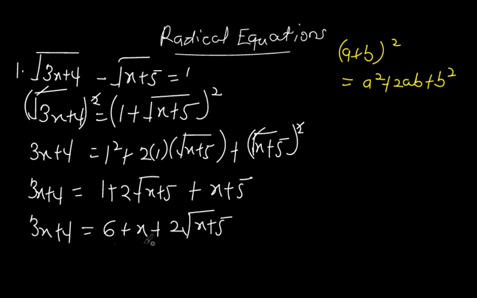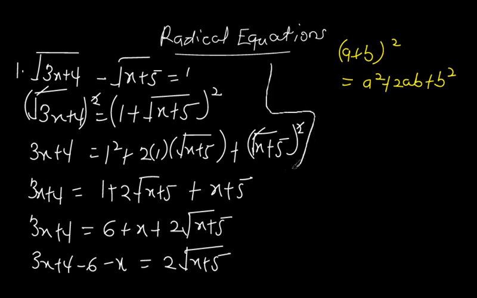So we send this to the other side of the equal sign, so we have 3x plus 4 minus 6 minus x is equal to 2 root x plus 5. So from here, let me get some space over here. From here we know 3x minus x will give us 2x. Then we have 4 minus 6 will give us negative 2, is equal to 2 root x plus 5.